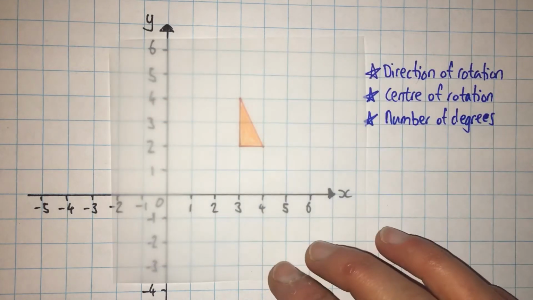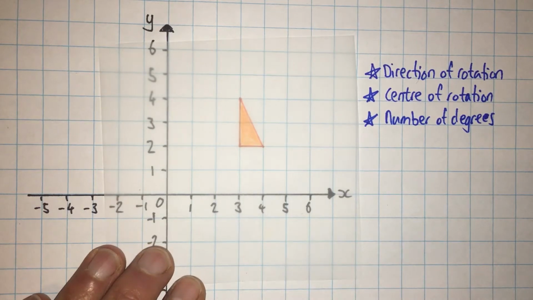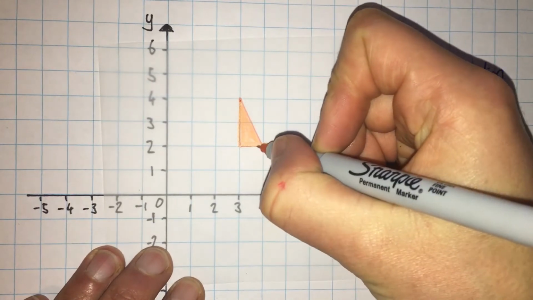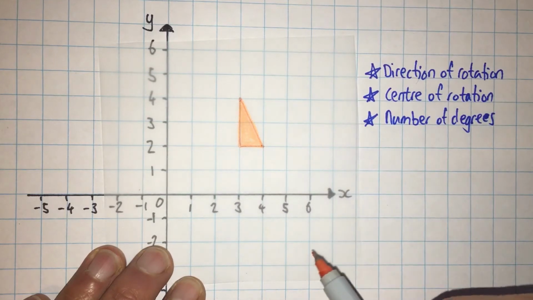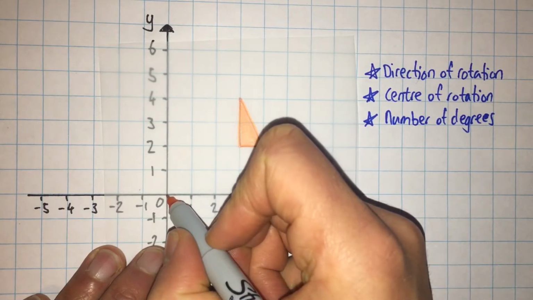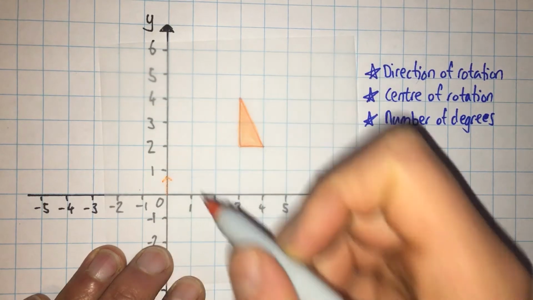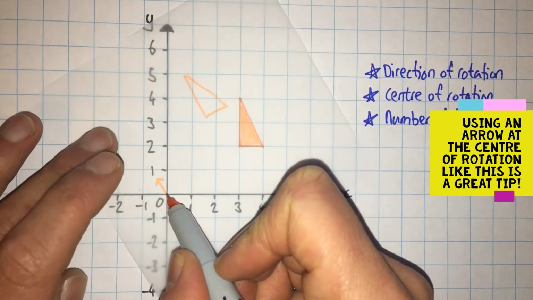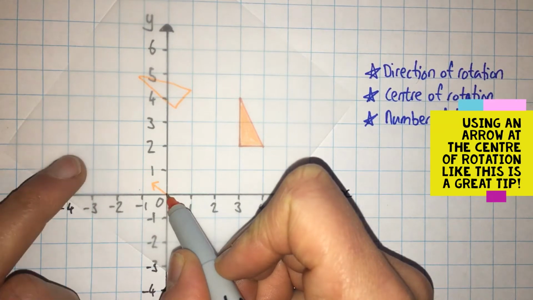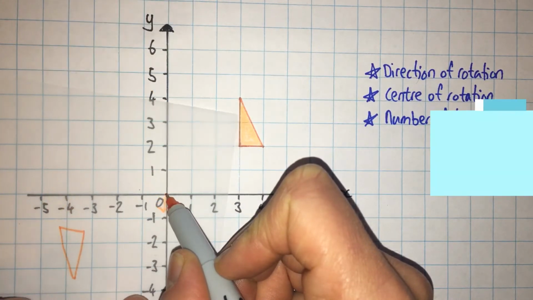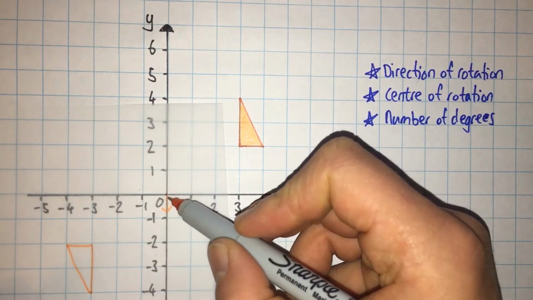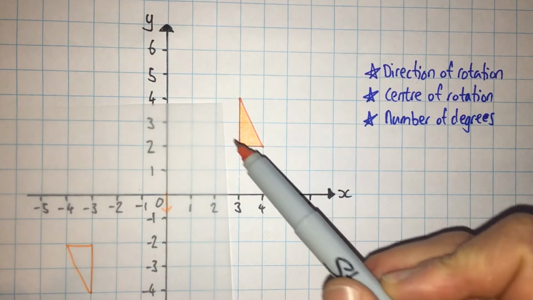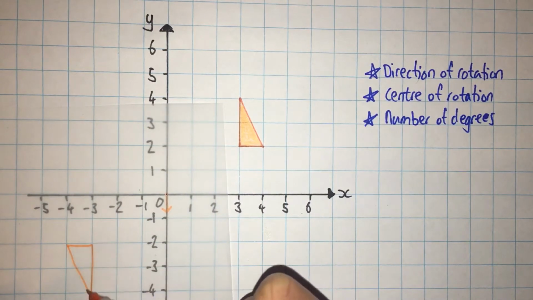Tracing paper is fantastic for this, and the way that I use it is by covering up the object and then tracing it. You don't have to use a ruler for this. Find the center of the rotation. In this case we're going for the origin, and then put an arrow to show which way is up. Then you put your pencil at the center of rotation, and rotate it until the arrow's gone the required degrees. So I'm going anti-clockwise here, and at that point the arrow is now facing downwards, so it's done a 180 degree turn. So this object, after a rotation of 180 degrees, is in this position here.